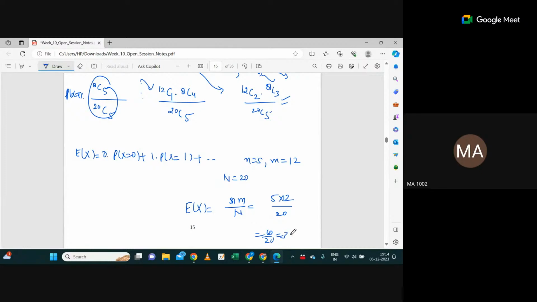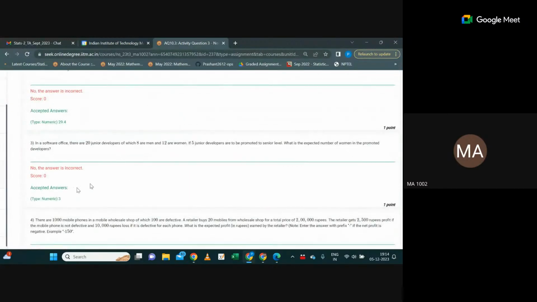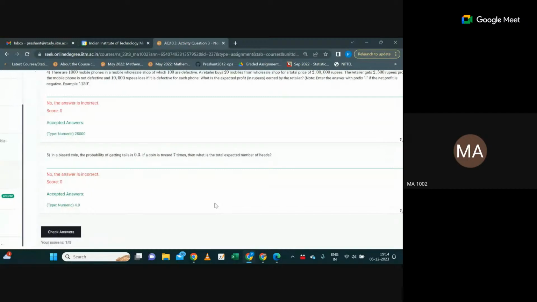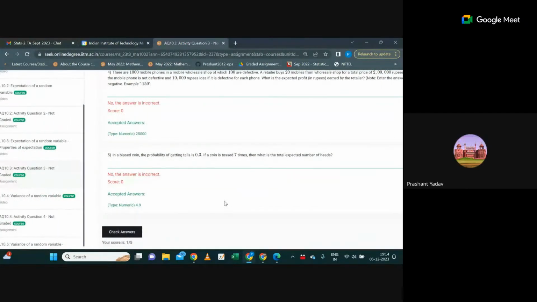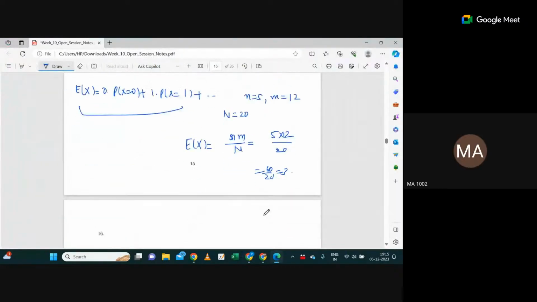That will be 3, right? And the same thing you can find using the expectation formula. You can check whether it's 3 or not. Okay, so it's 3, right? So you can find it directly, or else you can go with the concept of hypergeometric. Both are fine. Simple like that. So this expectation concept is clear, right?